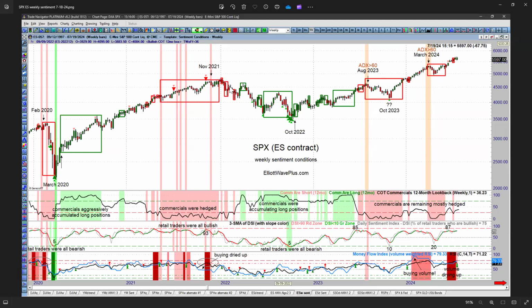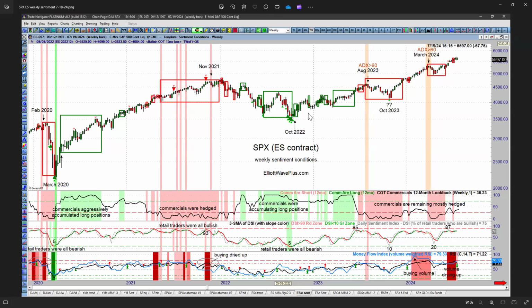And notice as the stock market started going down, we saw the commercials started accumulating long positions. By the time it got to October of 2022, they had accumulated a lot of long positions at the same time as retail traders threw in the towel here. There was only 5% retail traders bullish here. It was the perfect storm of bullishness. So we went from the perfect storm of bearishness here to the perfect storm of bullishness here.